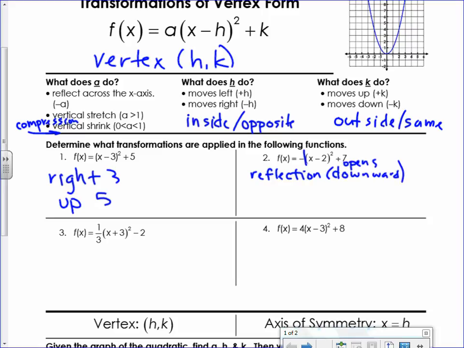Okay, -2 tells us it's moving which way? Right 2. Does everybody see where you're getting those answers from? Okay, if this is negative, it moves right. And then on number 1, it doesn't mean it doesn't do anything. Right 3, up 5. That's a -3, so it's going right 3. Positive 5 is going up 5. Okay, and this is going up 7. All right.